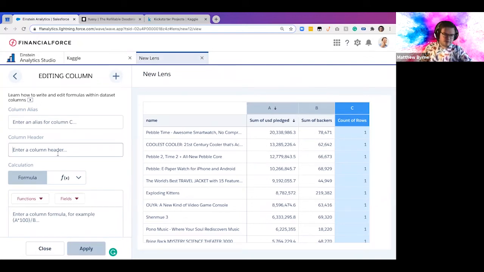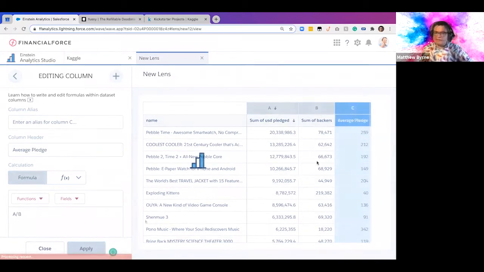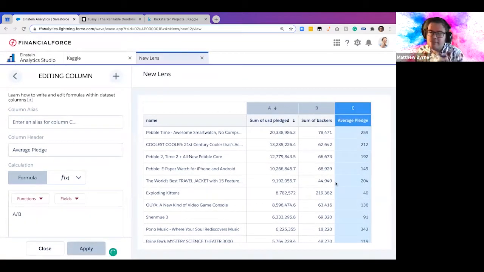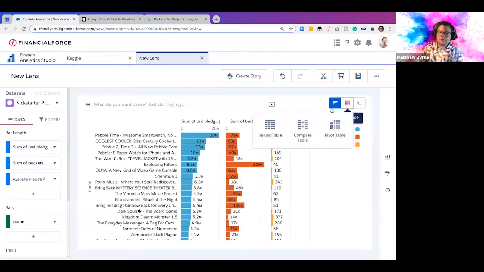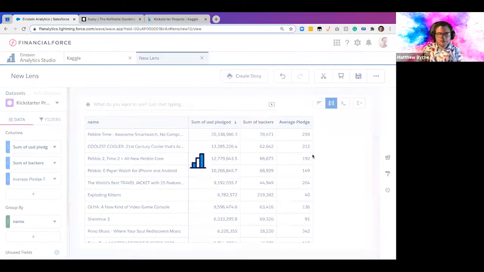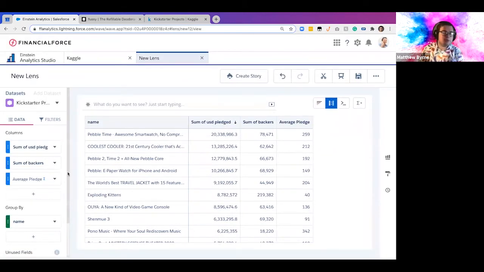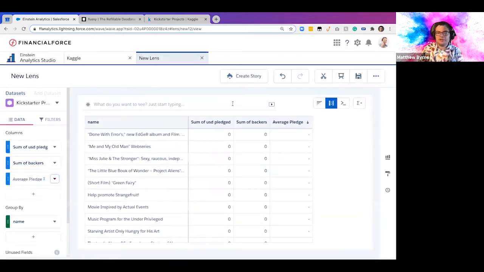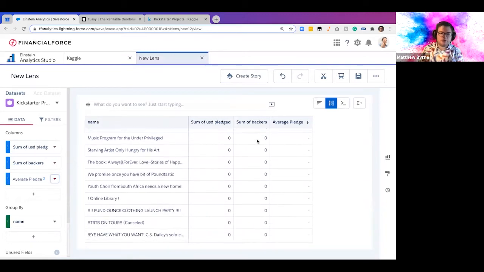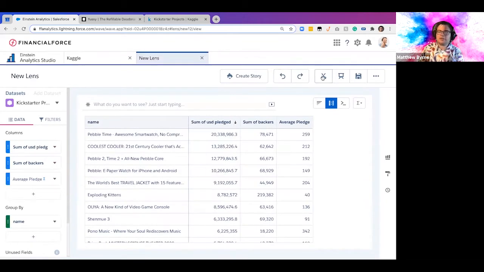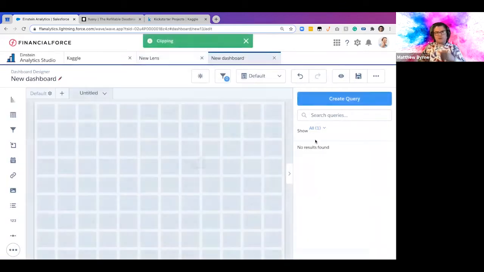If we were to get the average pledge, we can do A divided by B, and that's going to be the average amount that people are investing in those products. Okay, I can go to tables as well, and I should be able to sort that column to see how much was invested. Some of them had no backers at all, which is obviously a shame, but we can clip this, which allows us to build up a dashboard.